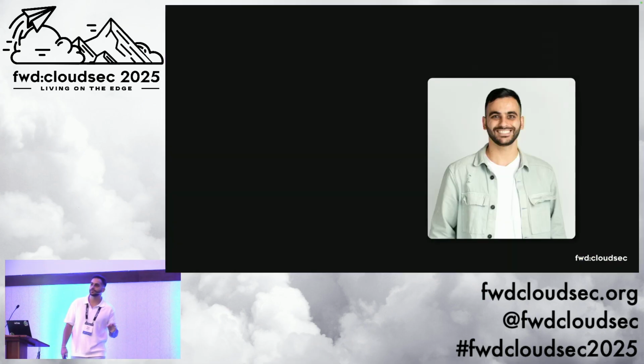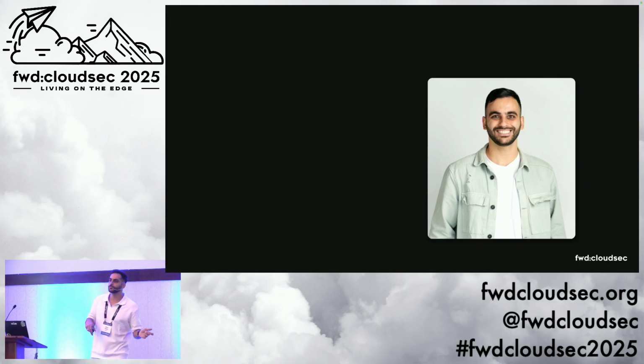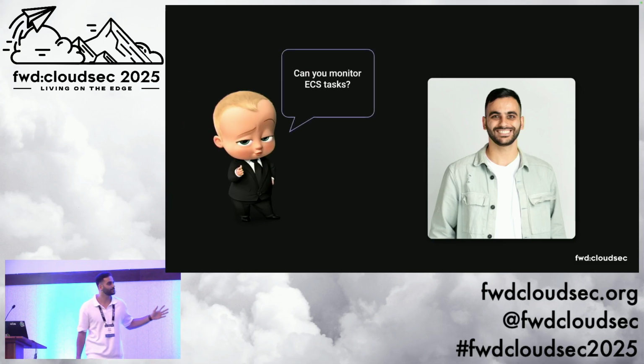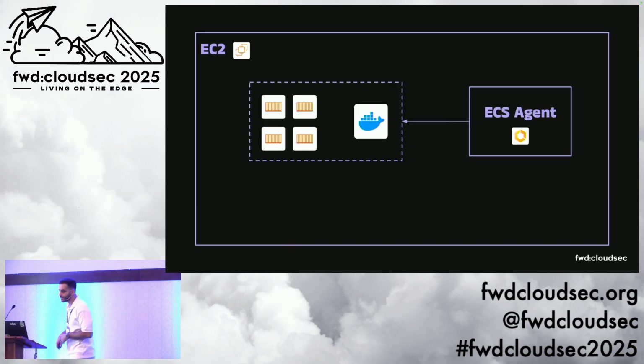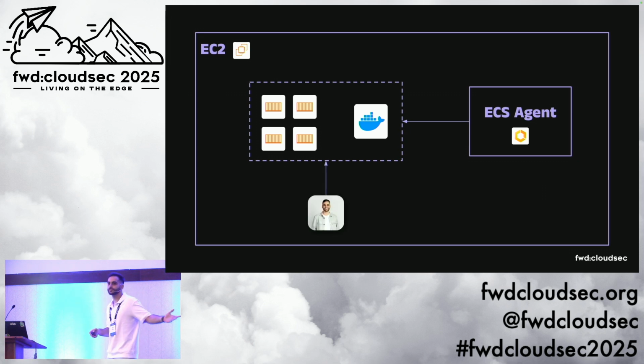As you know, I work at Sweet Security, and I was working on our EC2 sensor, which is the main component for detection and response. One day, my manager, Ron, came to me and asked me, can you monitor ECS tasks? My initial response was, yeah, why not? Let's try. I thought to myself, as I mentioned earlier, the ECS agent is communicating with the Docker daemon, so I can do the same and get the data about the tasks themselves.